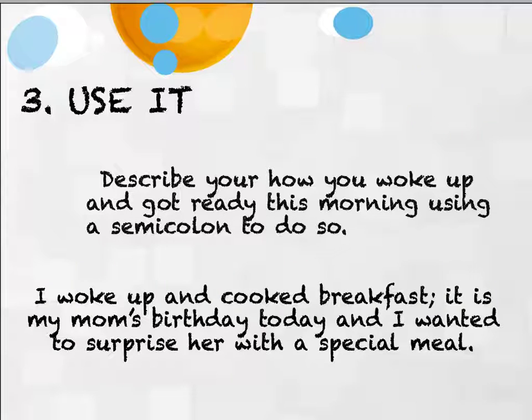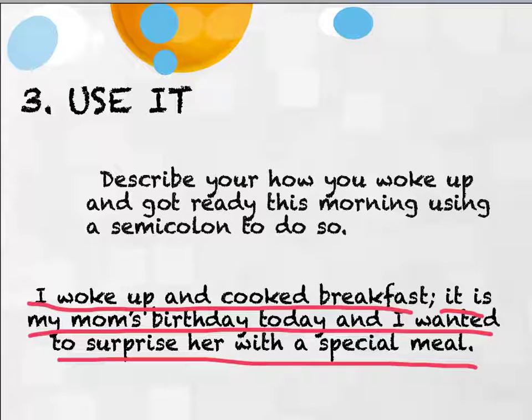Here's just one example of what this could look like. I woke up and cooked breakfast, semicolon, because that's a complete idea that could stand on its own right there. Second part, it is my mom's birthday today, and I wanted to surprise her with a special meal. That's a complete idea that could stand on its own. They're related, therefore, I can join them with a semicolon. Check your own example to make sure it follows the two rules. If you're not sure, call your teacher over and have them check it to make sure you've used the semicolon appropriately.